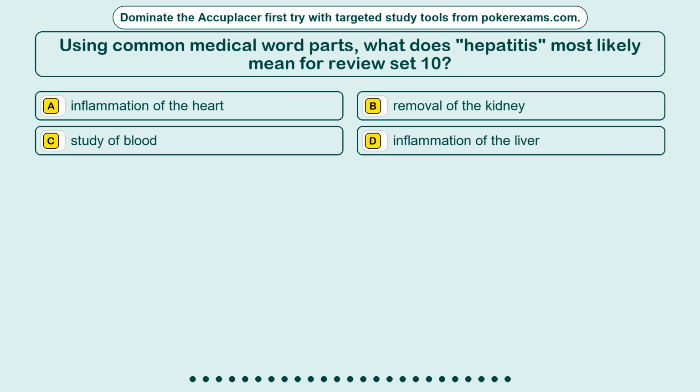Question 23. Using common medical word parts, what does hepatitis most likely mean for review set 10? Option A, inflammation of the heart. Option B, removal of the kidney. Option C, study of blood. Option D, inflammation of the liver.